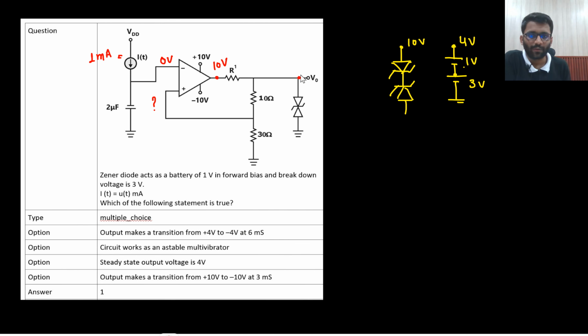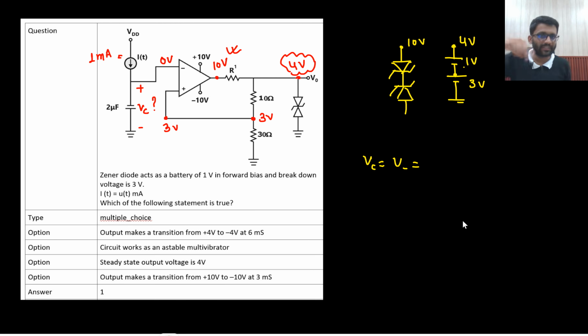If you are having 4 volt here, how much voltage will come here? 3 volt. So at the positive side you are having 3 volt and at the negative side you are having 0 volt. So the 10 volt assumption was correct. The initial assumption was correct. So our initial output is 4 volt. It will go from plus 4 to minus 4. Why will it go from plus 4 to minus 4? Because this capacitor is being charged. Now this capacitor is being charged. So basically your VC is equal to V negative.